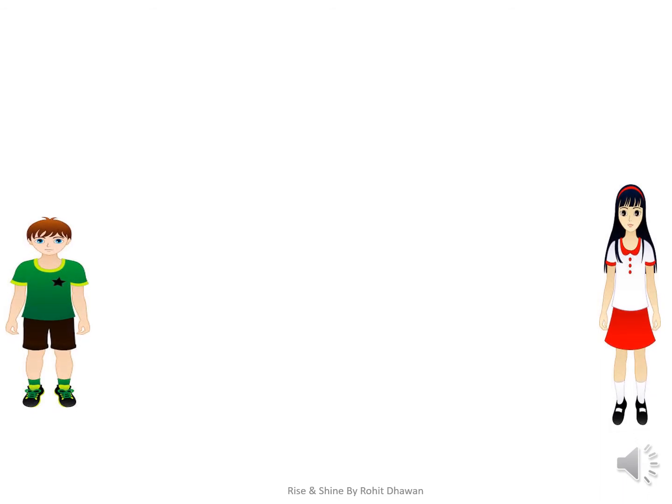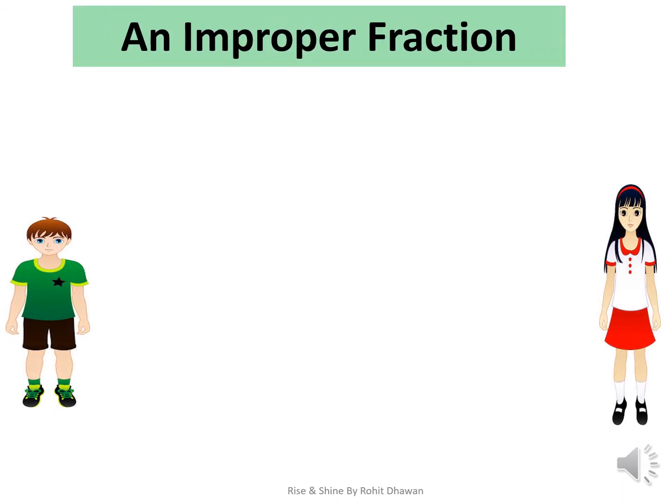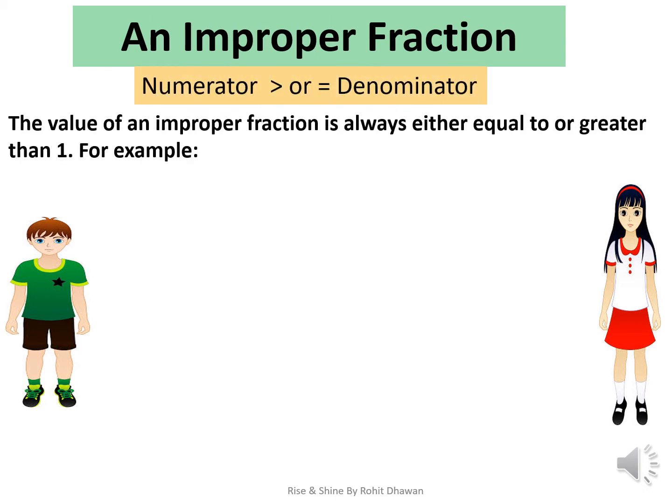Rishita asked Rohan to recall the meaning of an improper fraction. My dear students, can you tell me what is an improper fraction? Yes, majority of you are right. An improper fraction is the one whose numerator is either greater than or equal to the denominator. For example, 9 by 5, 13 by 11, and so on. For other students who are not able to recall the meaning of an improper fraction, I will advise you to please refer to my video on types of fractions.